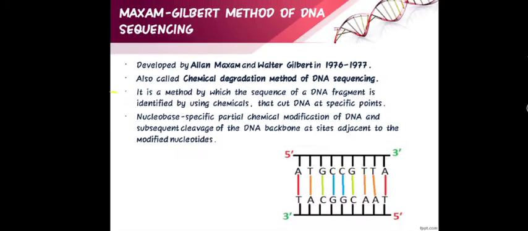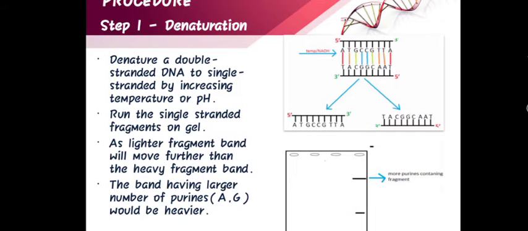So to start with, the first step is denaturation. In this step, we denature the double-stranded DNA to single-stranded by increasing the temperature or the pH. And then we run the single-stranded DNA fragments on the gel. Like we all know, due to the lesser molecular weight of the lighter fragments, they move further than the heavier fragments. And these heavier fragments are often bands that have a large number of purines, which is adenine and guanine.